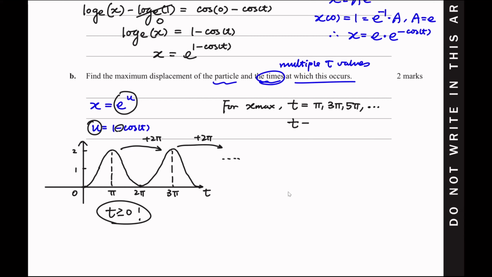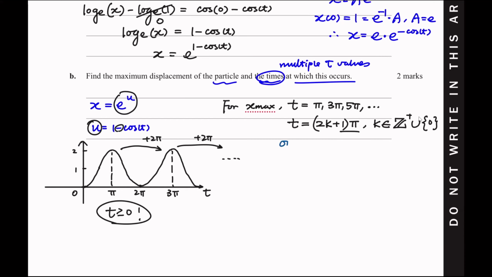In general, we can write it like 2k plus 1 times pi. But if you want to start with pi here, your k must belong to the positive integers union 0, okay? Not just Z plus or Z. If it's Z, then I have possibly the negative values of t. So I can't really take that.